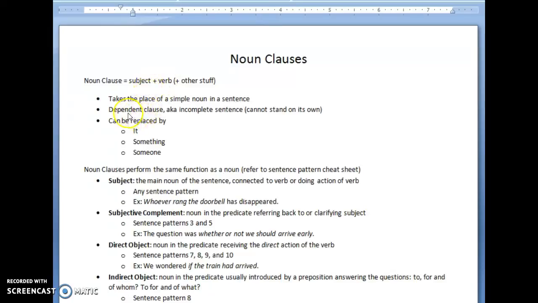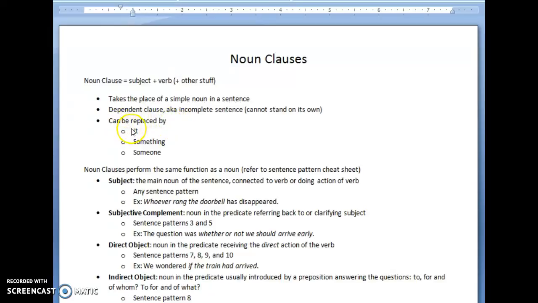Keep in mind that noun clauses are a dependent clause. In other words, they're an incomplete sentence. You can't take them out of the sentence, put them by themselves, and have them make sense. They're going to feel unfinished. So they need to be part of a larger sentence.